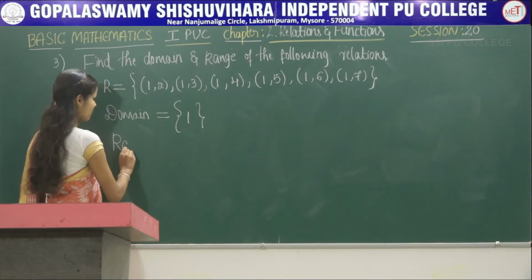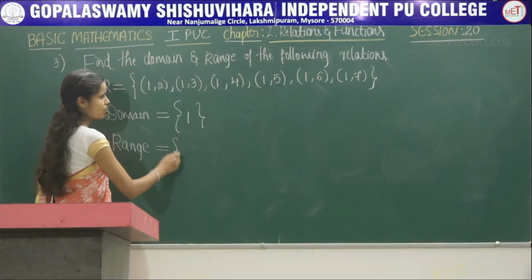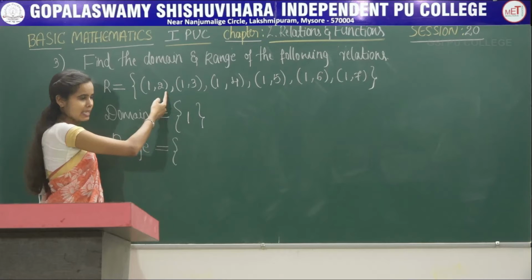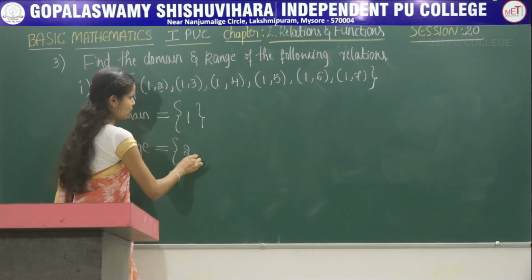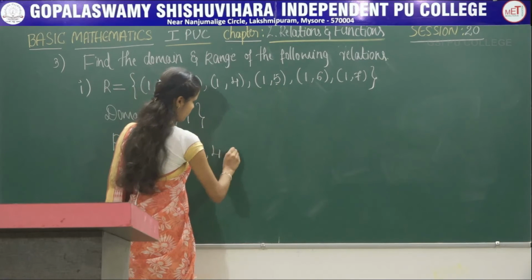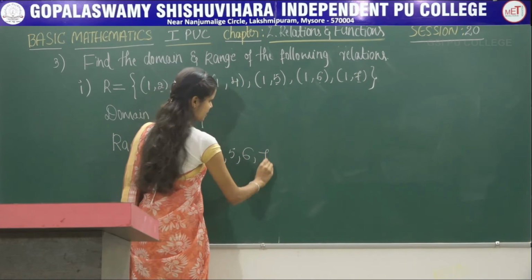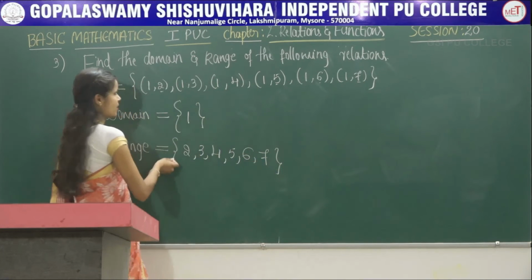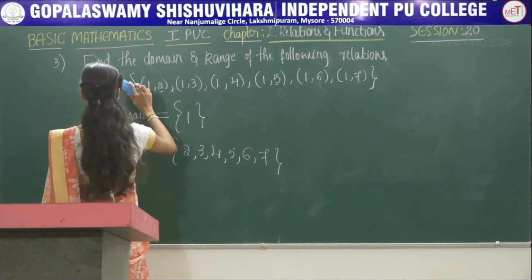Next, range. Range means the set of all second elements of the ordered pairs in the given relation R. So list out all the second elements: 2, 3, 4, 5, 6, 7. This is the range of the given relation R. Okay. Next, second sub question.